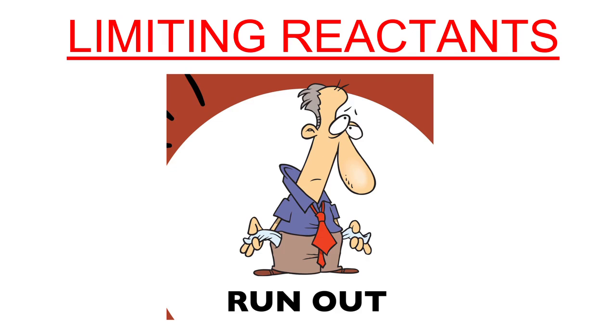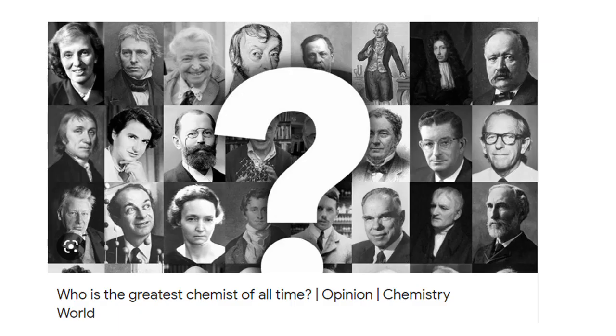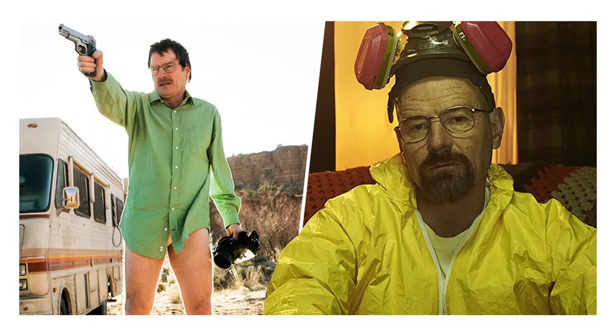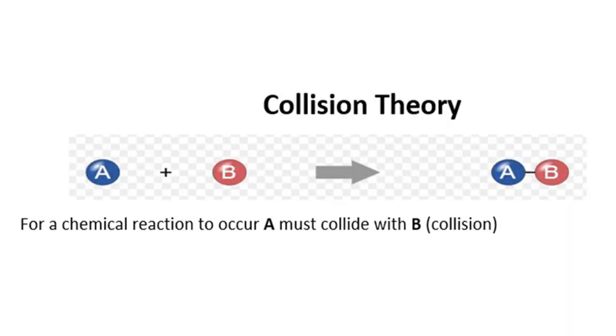So on to limiting reactants, okay? Unless you are the greatest chemist in the world, okay? Or not this type of chemist, I hope, but unless you're the greatest chemist in the world, you are not going to get A and B to match perfectly. You'll always have a little more of one reactant than the other because, you know, there's trillions of atoms, okay?